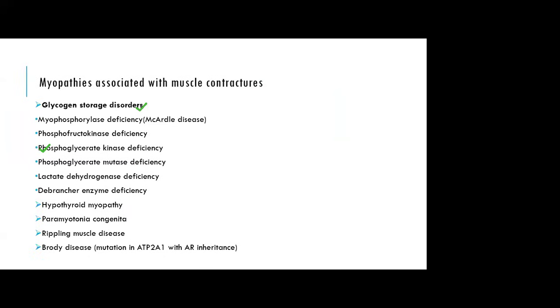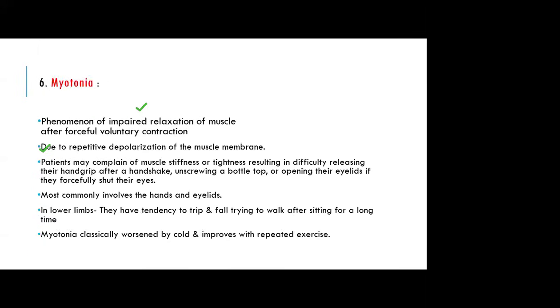glycogen storage disorders, of which the different types are myophosphorylase deficiency like McArdle syndrome, phosphofructokinase deficiency, phosphoglycerate kinase deficiency, phosphoglycerate mutase deficiency, lactate dehydrogenase deficiency, debrancher enzyme deficiency, hypothyroid myopathy, paramyotonia congenita, and crippling muscle disease. Lastly, the rare one is Brody disease, which is a mutation in the ATP2A1 gene with autosomal recessive inheritance.